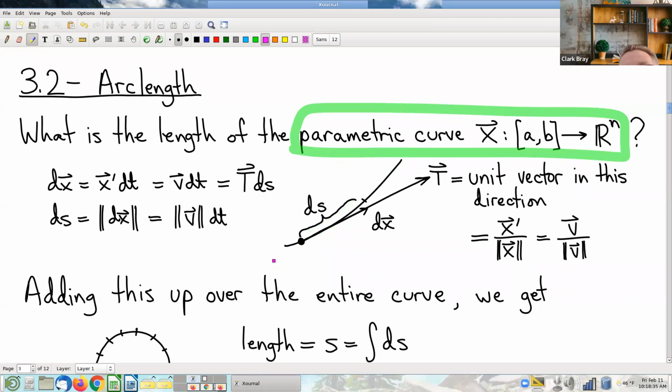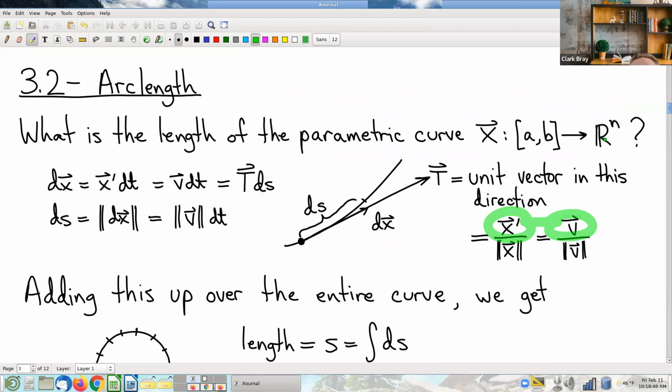Oh yeah, question. Underneath where it says unit vector in this direction, is there a prime next to the x? Yeah, because this x prime is the velocity. It's the velocity of the parent. So the idea is that velocity is a tangent vector, and then if you want the unit, then you divide by the magnitude.